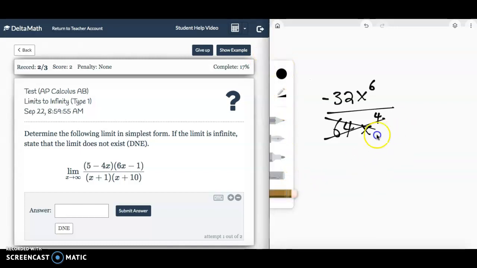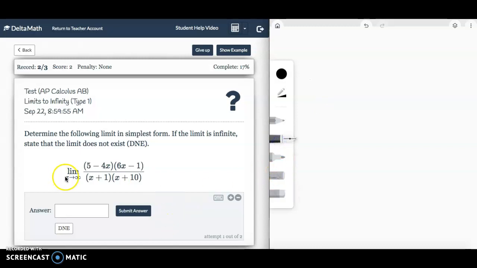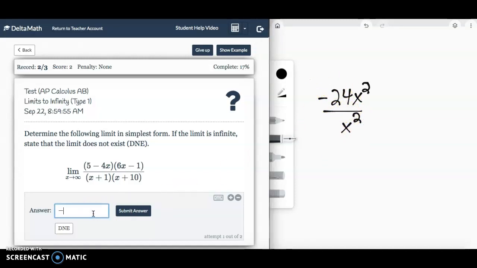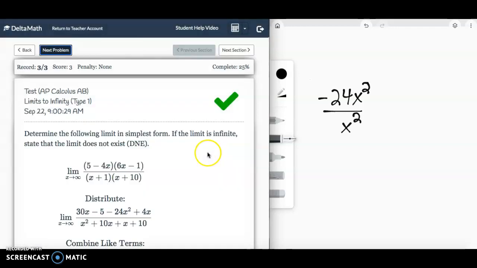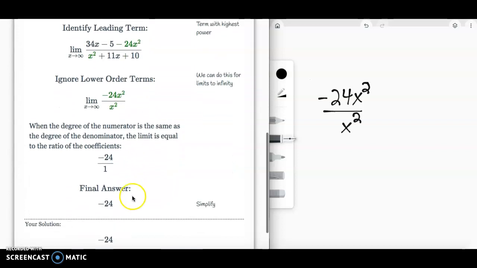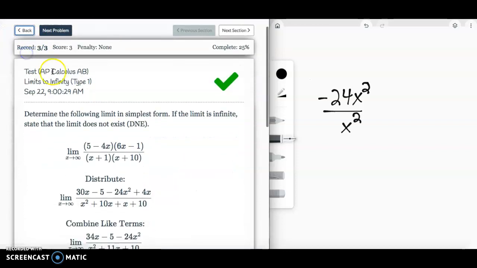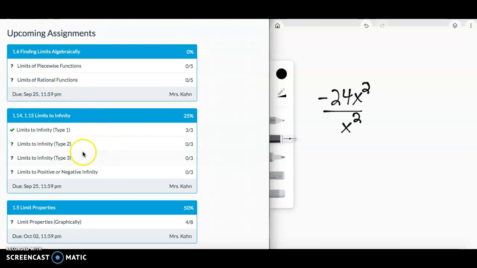All right, in this example, we do the same thing. We're going to compare the highest terms that you would end up getting on the top and the bottom. So let's say on top, the biggest term would happen when I did negative 4x times 6x. So I'd end up with negative 24x squared. And then on the bottom, the biggest thing would happen when I did x times x. So that would give me just an x squared. And so then your answer would be the coefficients, so negative 24. Voila. Again, they go through the whole process. All right, let's go back and we'll try some more of the second type of problems.